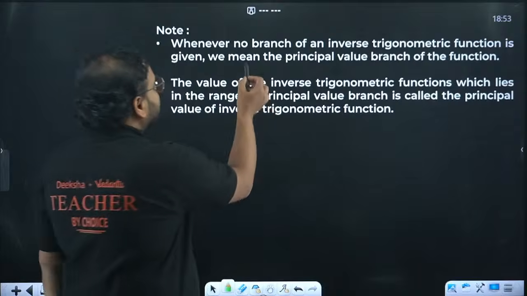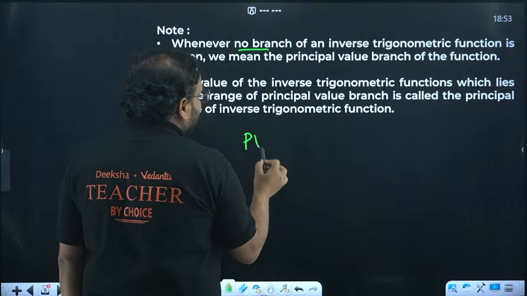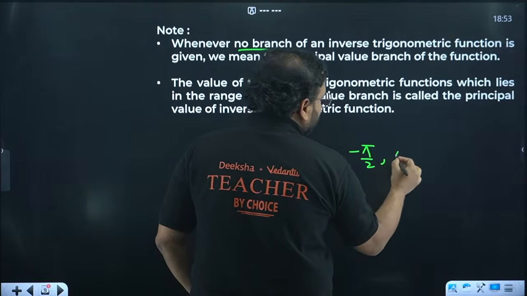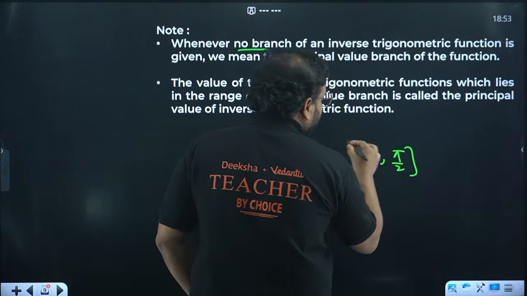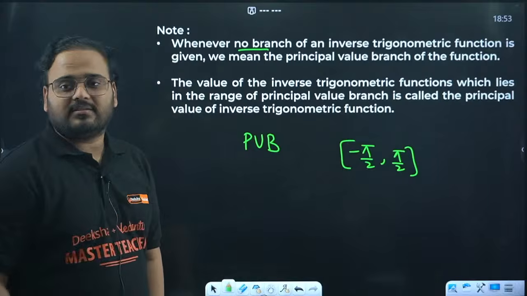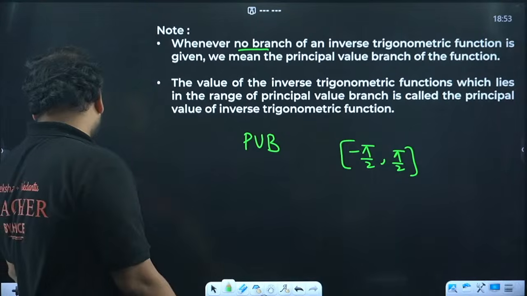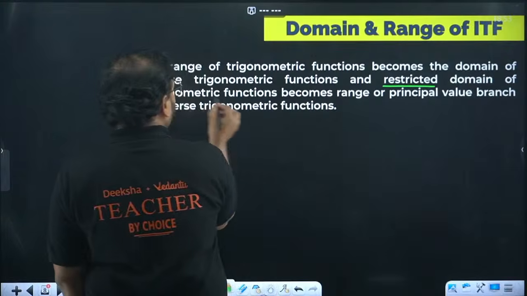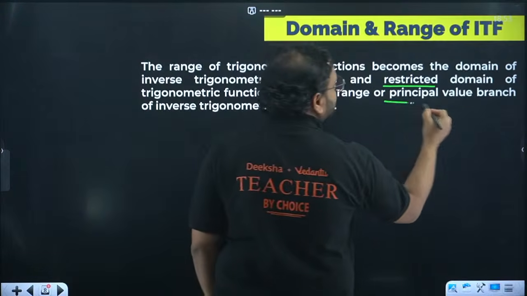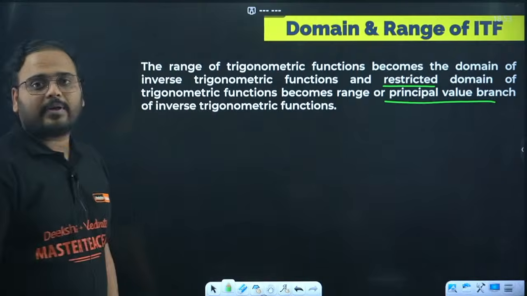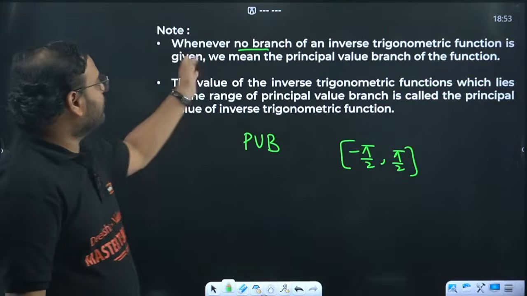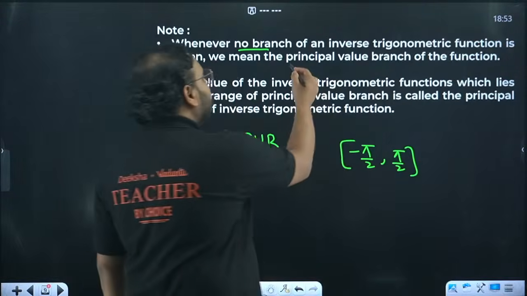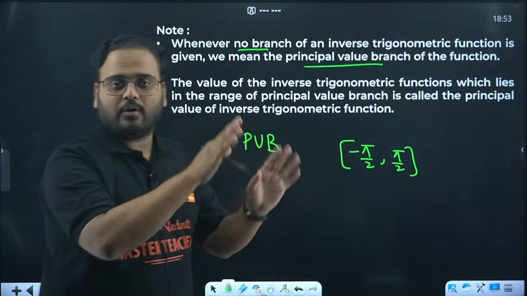Whenever no branch is mentioned, this is very, very important. There's something called the principal value branch. So when we define this value as minus pi by 2 to pi by 2, after we define this to be a restricted domain, this is what becomes the principal value branch. Check here. This restricted domain of the trigonometric function becomes the range or principal value branch. Okay, and if nothing is mentioned, if no branch of inverse trigonometric function is mentioned, we have to assume it to be always the principal value branch only. Don't worry, I'll give you a list of all of them. Okay.